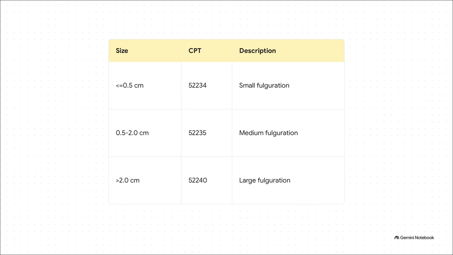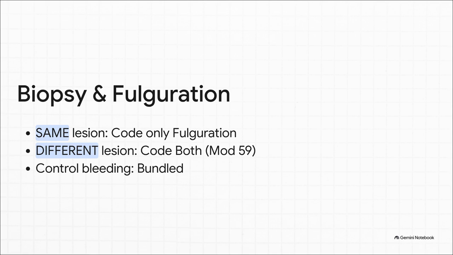If your surgeon just jots down tumor fulgurated without giving you a size, you literally cannot code it accurately. Location is also everything when dealing with biopsies and fulgurations. If the doctor biopsies a lesion and then fulgurates that exact same lesion, you only code the fulguration. The biopsy is bundled right in. But if they biopsy one lesion and then fulgurate a totally different one, you get to code both. Usually you'll just append a modifier 59 to the biopsy code to show it's distinct.